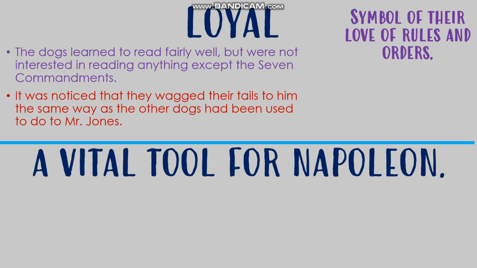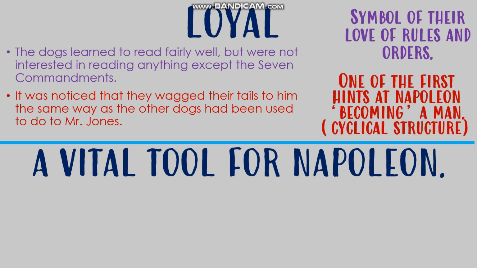And there's a lovely hint once again used through the dogs here. Just after Snowball gets thrown off the farm, it is noticed that they wag their tails the same way as the dogs used to for Mr. Jones. And immediately we get this hint in chapter 5 that Napoleon is becoming a man, is reverting back to the kind of farm the way Mr. Jones used to run it. So we get the cyclical structure, these cycles, already presented in the text through the dogs too.